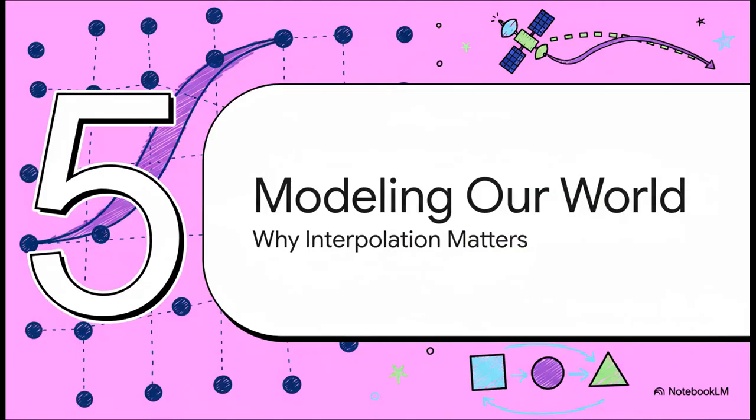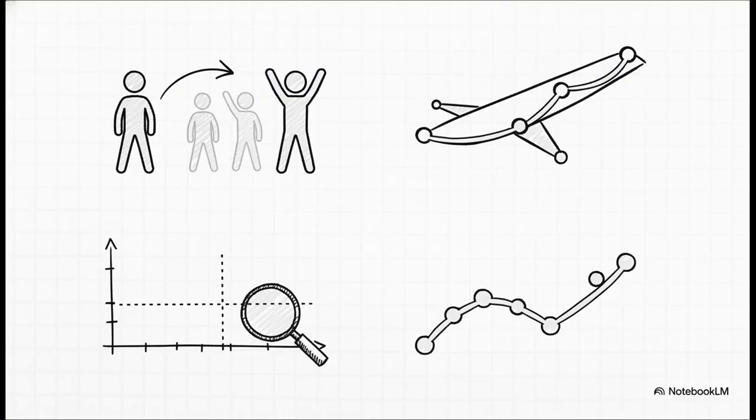Okay, so we get the power and we get the catch, the nuance. So why does any of this matter? Let's talk about the real world, because this isn't just some abstract math problem. This is a technique that is literally building the world all around us in ways you probably don't even see. Ever wonder how a character in a video game moves so smoothly? Animators don't draw every single frame. They set the key poses, the dots, and a computer uses interpolation to create all the fluid motion in between.